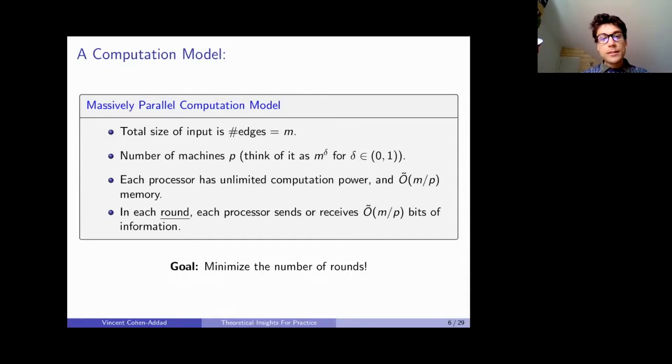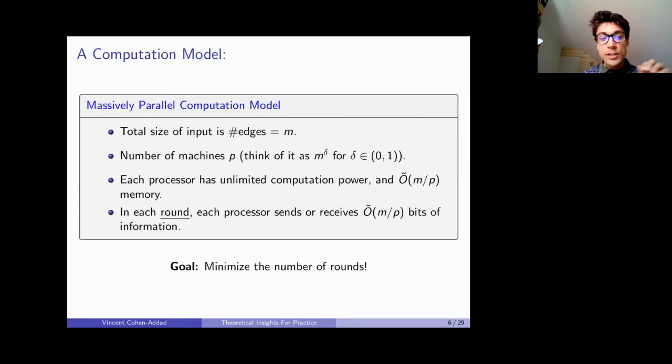Okay, so this model is the following. Think of the total size of the input as the number of edges in the graph, and we have a number of machines P, which is sublinear in the input size M. It's like M to the delta for some constant delta in (0, 1), let's say, for simplicity.